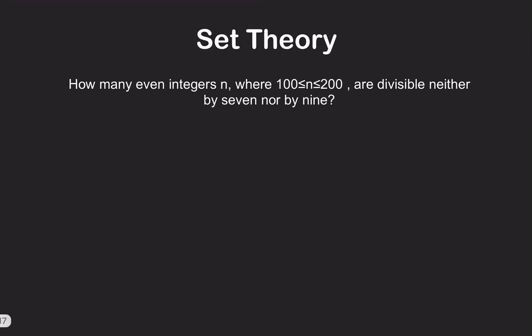Moving on. This question is a set theory question. How many even integers n? First thing is they are asking for the even integers. Even integers n which are divisible neither by 7 nor by 9, between 100 and 200. So between 100 and 200 all the numbers are considered. Tell me which are the even integers. We have to find only even integers which are neither divisible by 7 nor by 9.